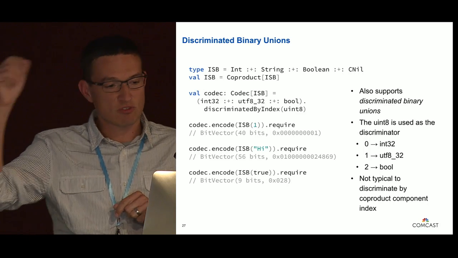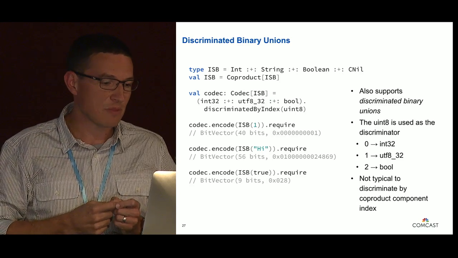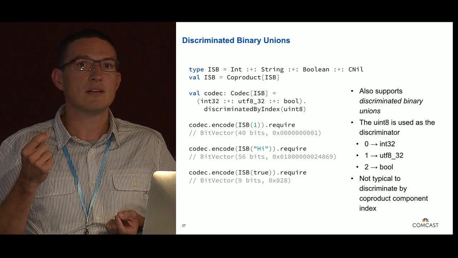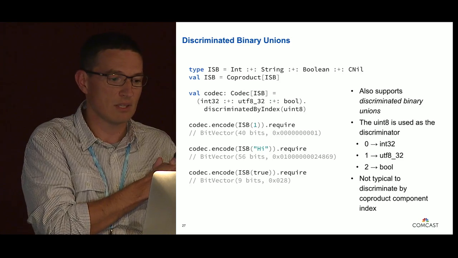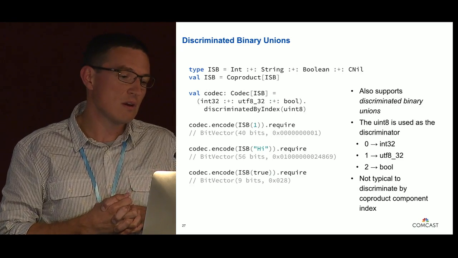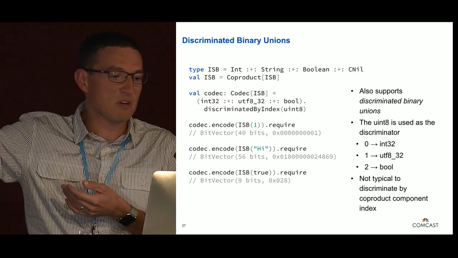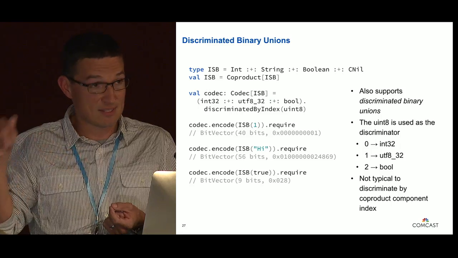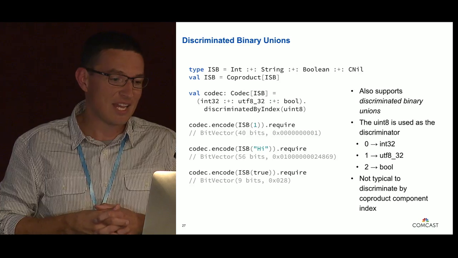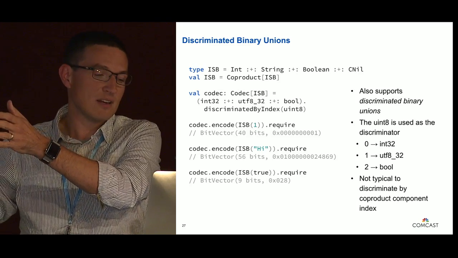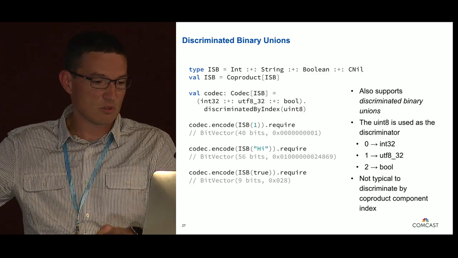So we do that here via this discriminated by index method. We have to provide this discriminated by index method 1 argument, and it's the codec that's used to write out the discriminator values for each of the component types of our coproduct. So here we're discriminating by index. So we actually compute, like if you say encode ISB of 1, we compute that that's an integer. An integer is the first index of our coproduct, value 0 that is. And hence we're going to write a 1 byte 0 value into the front of our bit pattern. Same thing with strings and booleans. We get a 0, 1 and a 0, 2 in the binary output.